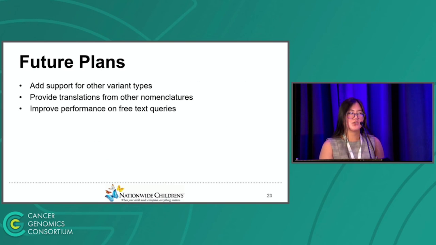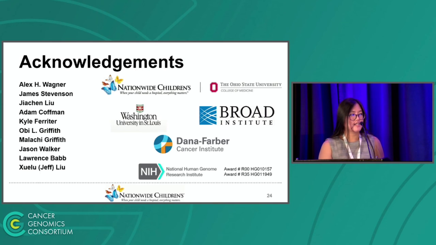So our future plans would be to add support for other variant types, such as categorical variation. We also want to provide translations from other nomenclatures, because we currently only support HGVS and gnomAD VCF. We also want to improve the performance on free text queries, because it takes a bit longer than our HGVS expressions.